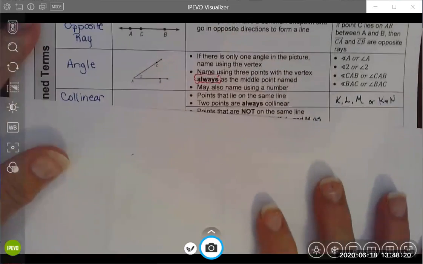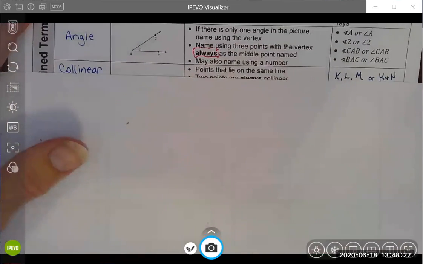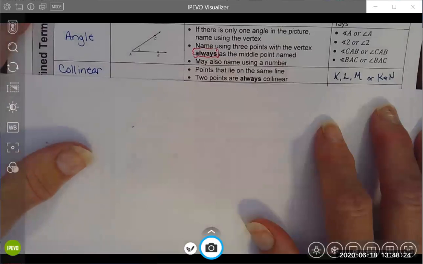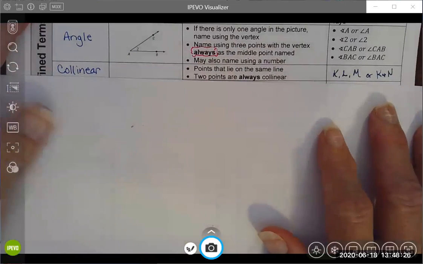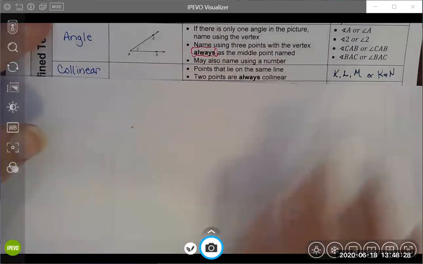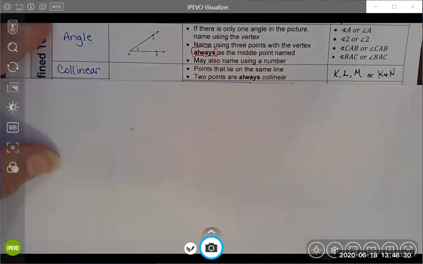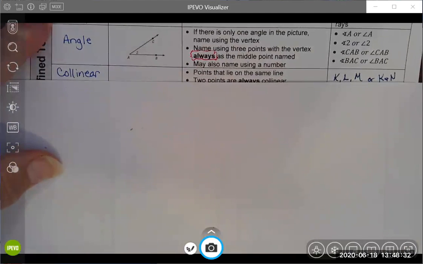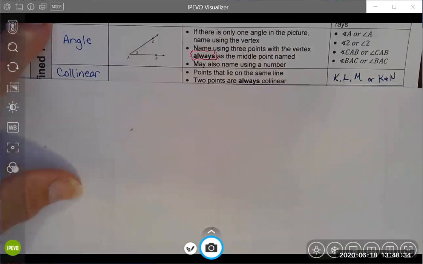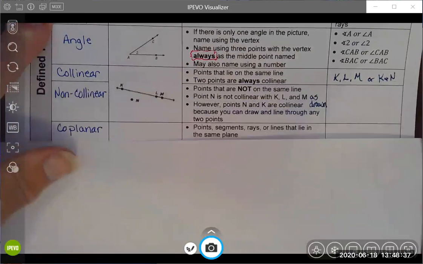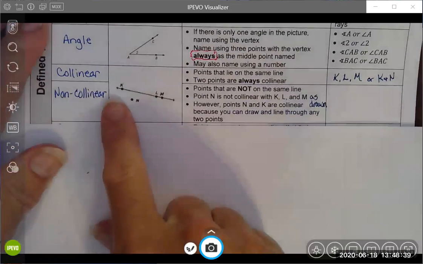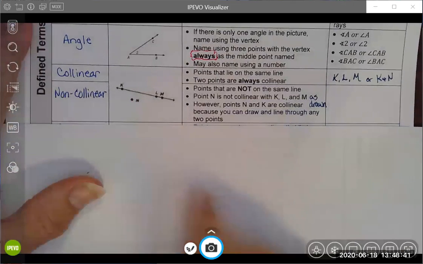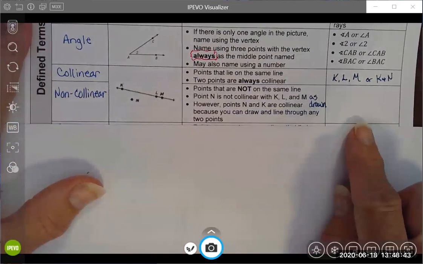What else do we have? Oh, as promised, the definition of collinear. Collinear points are 3 points that lie on the same line. 2 points are always collinear because it only takes 2 points to make a line. The 3 points are called collinear. 4 points could be collinear. So in this example, K, L, and M are all collinear.